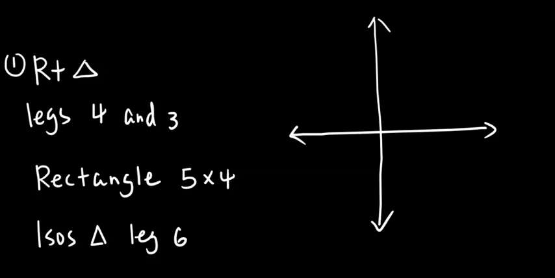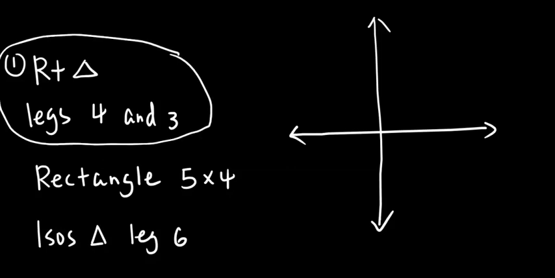Question 1 says we're going to put a right triangle in the coordinate plane, and the legs are 4 and 3. If it's the most convenient way, I'm going to take 0, 0 as our first point. And then the next one is 4. I can put a 4 here, 1, 2, 3, 4. And then put a 3 here.